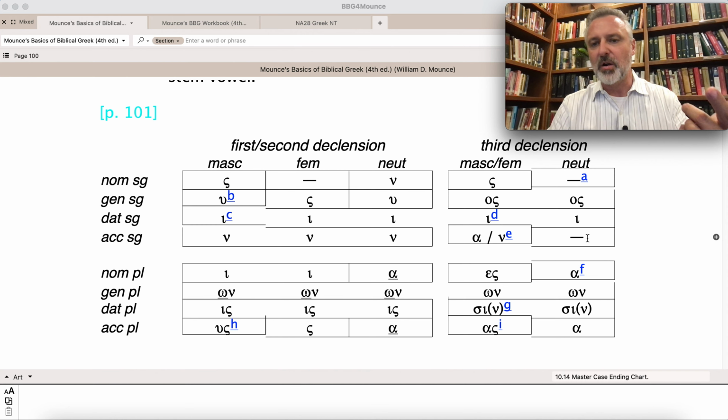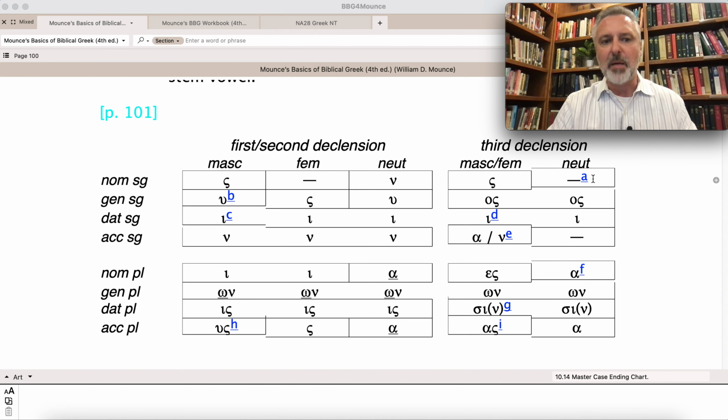And again, remember our noun rules. The nominative and accusative neuters are always identical. We learn that as a noun rule. So far we really have a couple of new endings showing up here. Okay, let's go down to the bottom here in the plurals.